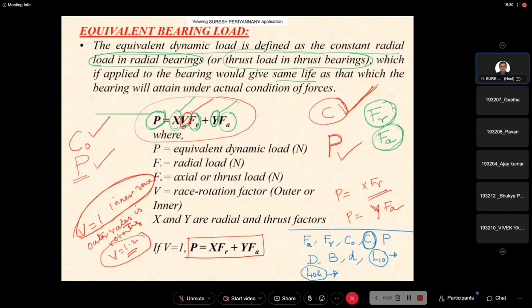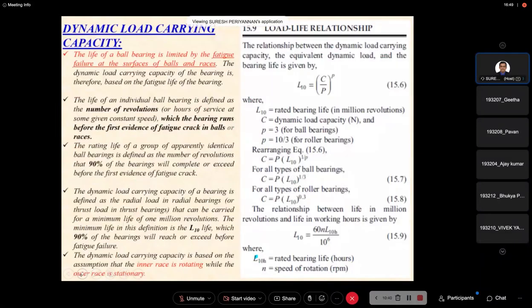Some other things we are also going to discuss, based on the axial load to radial load ratio. Based on that also they define it. We will see one by one. Just to keep in mind, I am telling you the outline of these things. Before entering into the load-life relationship, we should understand the dynamic load carrying capacity, how we are considering it, based on which parameter.